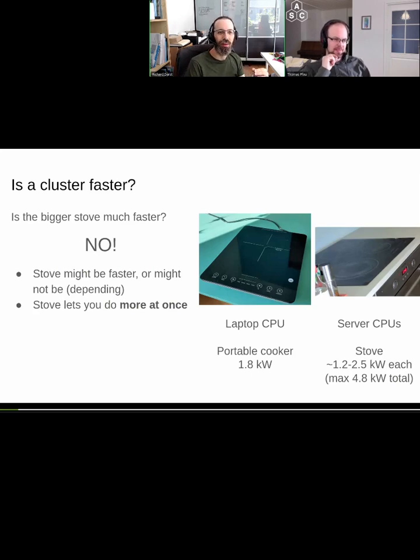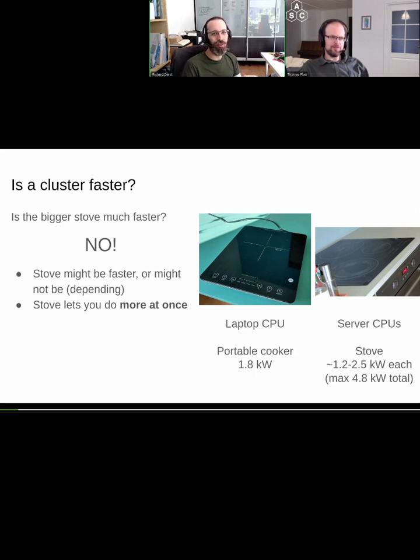So this is the main point here. Is a cluster faster than your own computer? Here I have on the left side about a 1.8 kilowatt induction countertop cooker, and on the right side, my stove. So does the stove let you cook something like pasta faster than this induction cooker? And the answer is probably not. Their power output is really quite comparable. It might be a little bit faster, but really not much.